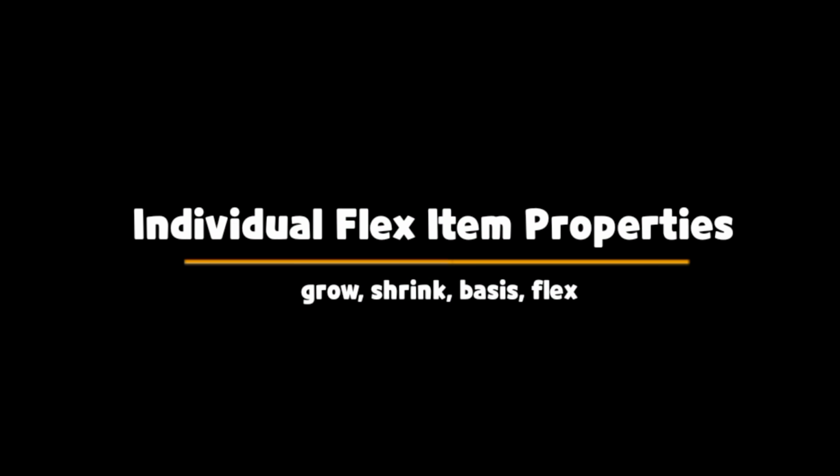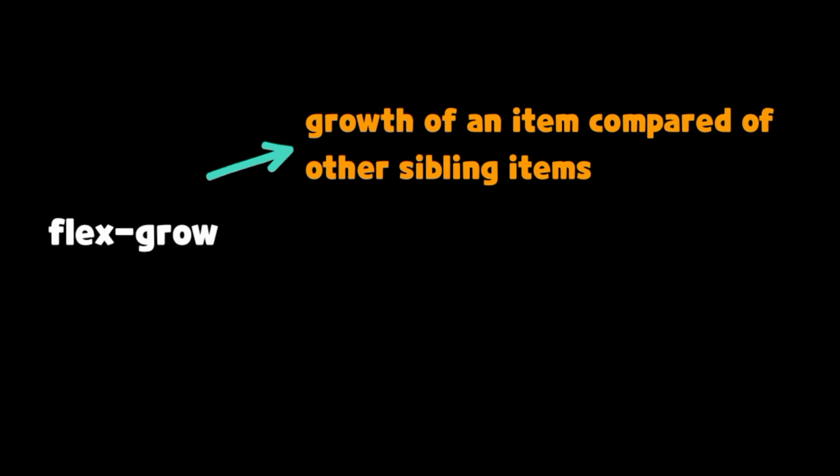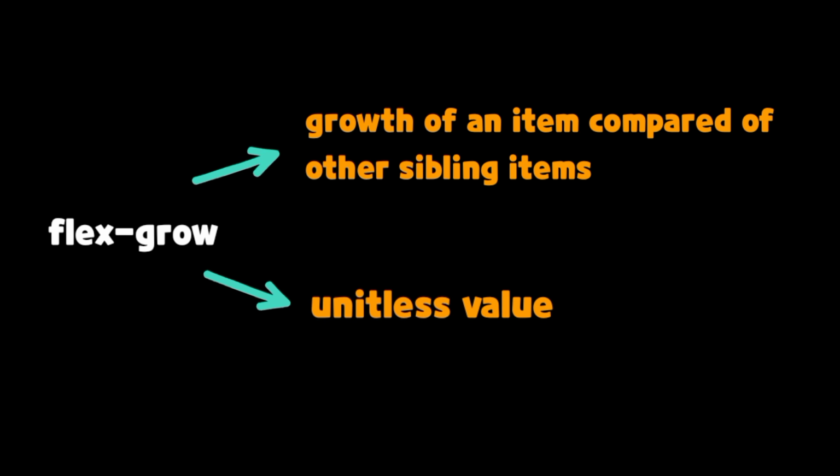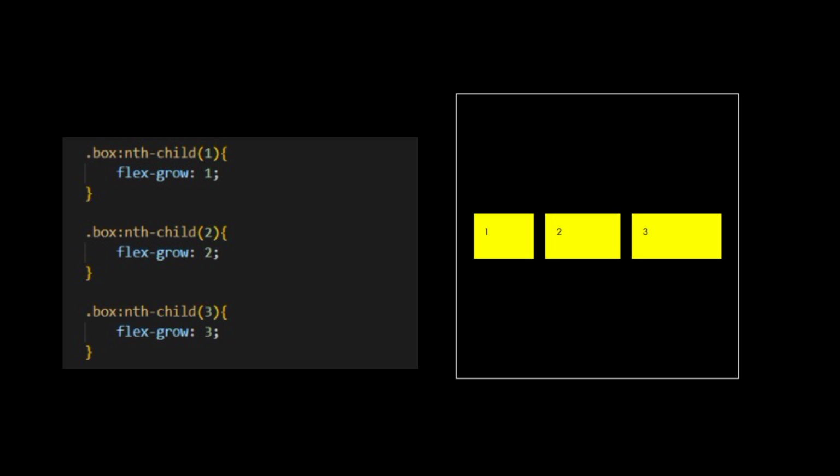Now let's talk about the properties that are related to the individual flex items. First up we have flex grow. This property controls how much an item should grow relative to the other items within the same container. It takes a unitless value that represents the proportion of available space that the item should take up. For example, if you have three items and each of them has flex grow specified as 1, 2, and 3 respectively, the third item will take up 3 times as much space as the first item.